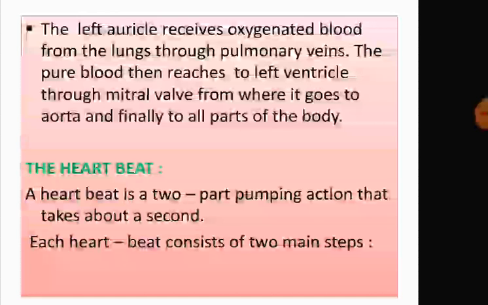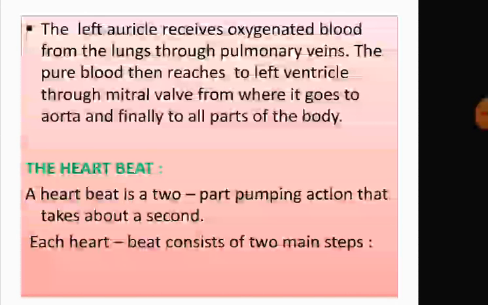Next, heartbeat. A heartbeat is a two-part pumping action that takes about a second. So, all of you understood the circulation of blood? Should I repeat once more?